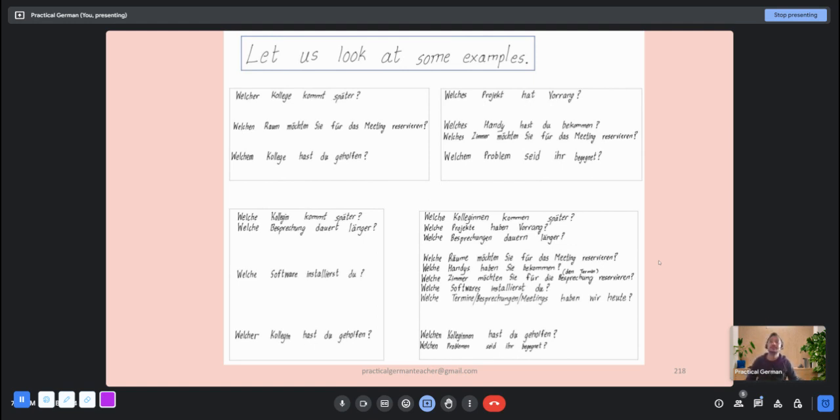Länger. So whenever it is A umlaut, how will you say air without the R part? Okay, länger. It's never A. Yeah, continue. Besprechungen dauern länger.